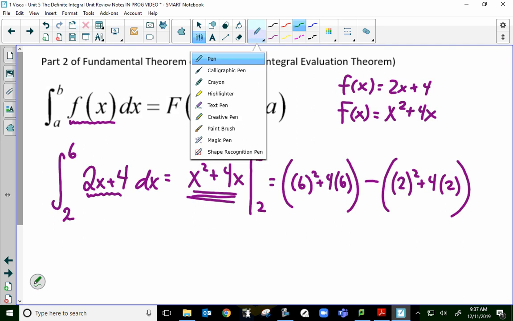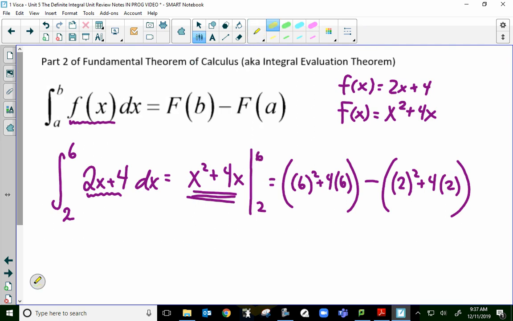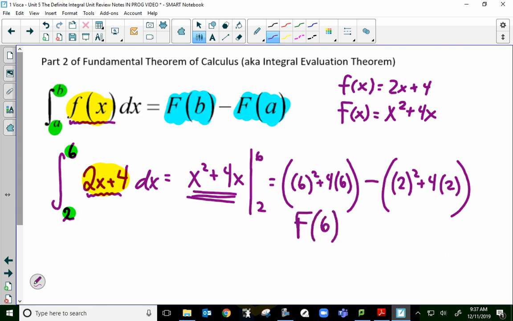So let me relate what we're doing here. This whole integration from a to b, from 2 to 6, is equal to F of b minus F of a. So when I look down here, plugging a 6 into this equation is like saying F of 6. I'm plugging 6 in. Minus, that's like taking our F equation and plugging in 2.